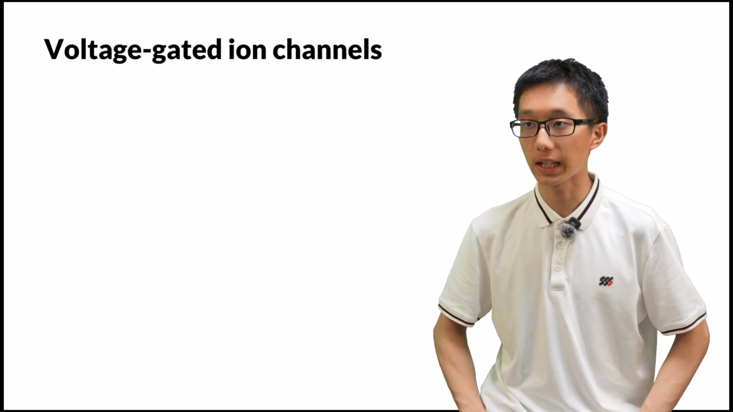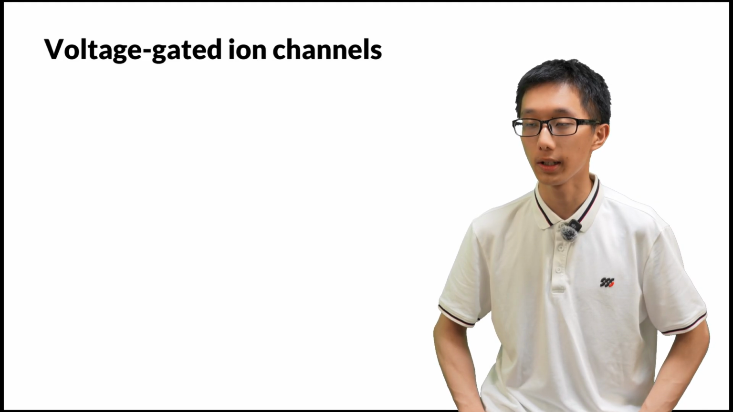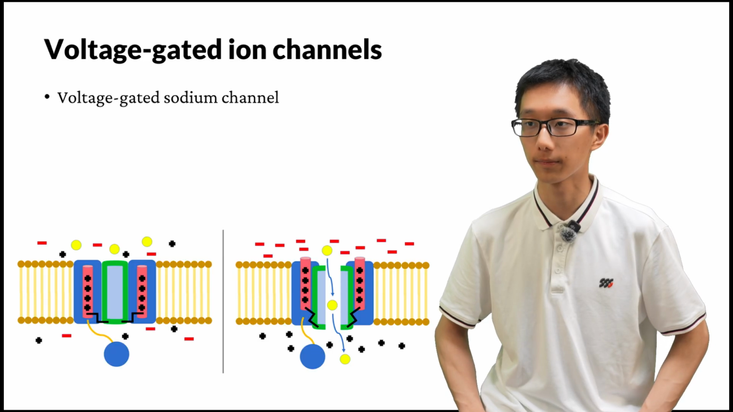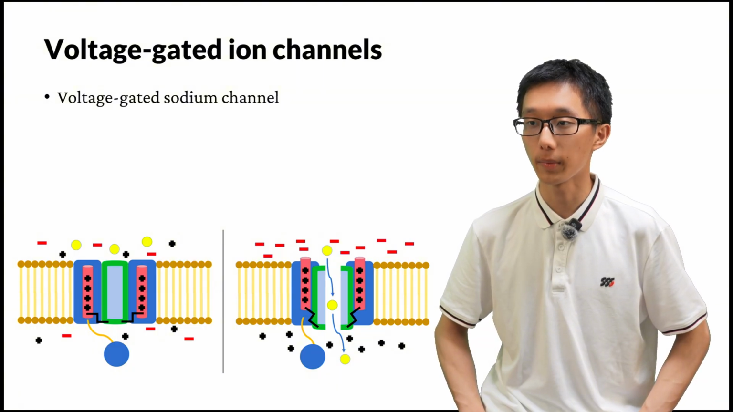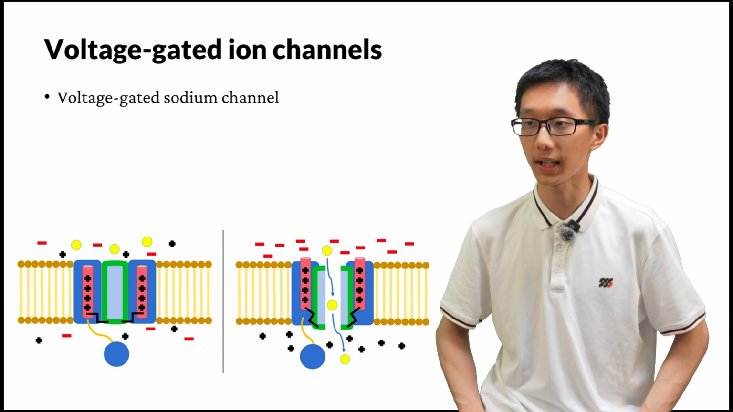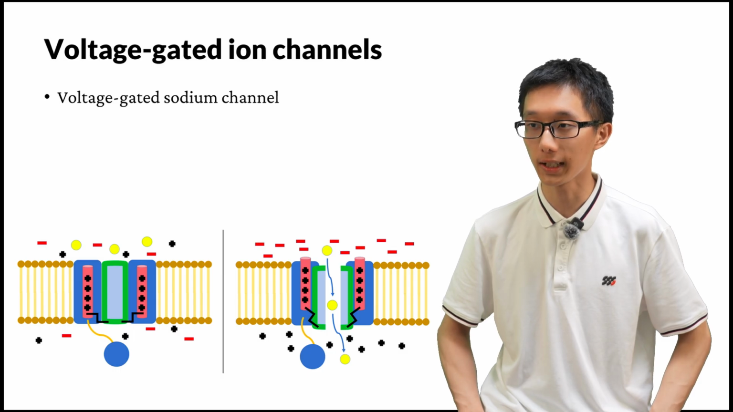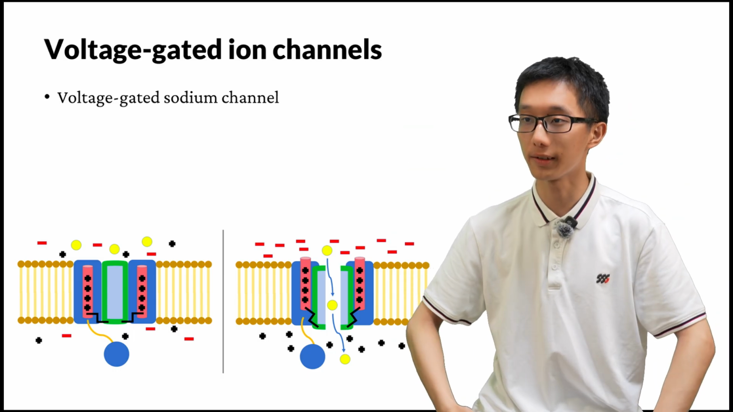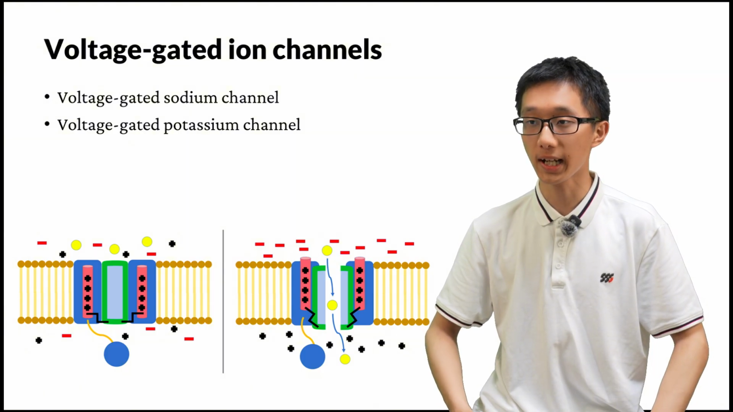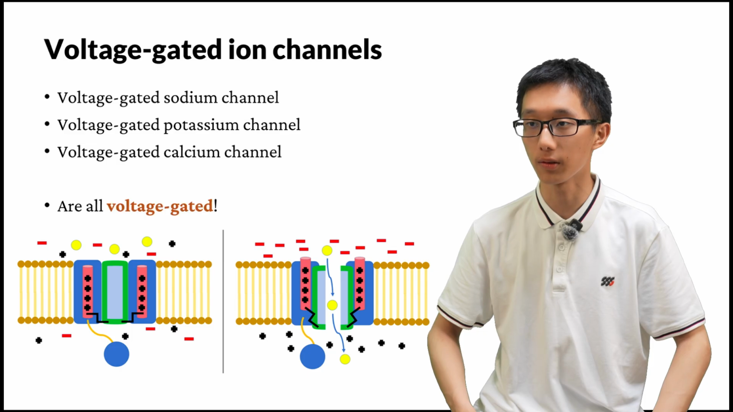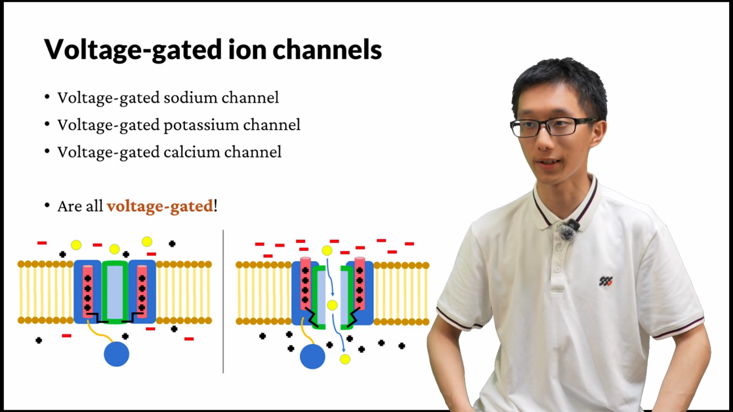Let's start with voltage-gated ion channels. As you may remember, this is also a type of facilitated diffusion. However, these ion channels are gated by the voltage of the membrane. This is a voltage-gated sodium channel. As an example, when the membrane potential is at minus 65 microvolts, the channel is closed. However, when the membrane potential changes to minus 50 microvolts, then some parts of the protein get pushed up and the channel opens. We also have voltage-gated potassium channels, voltage-gated calcium channels, and they're all voltage-gated, of course.